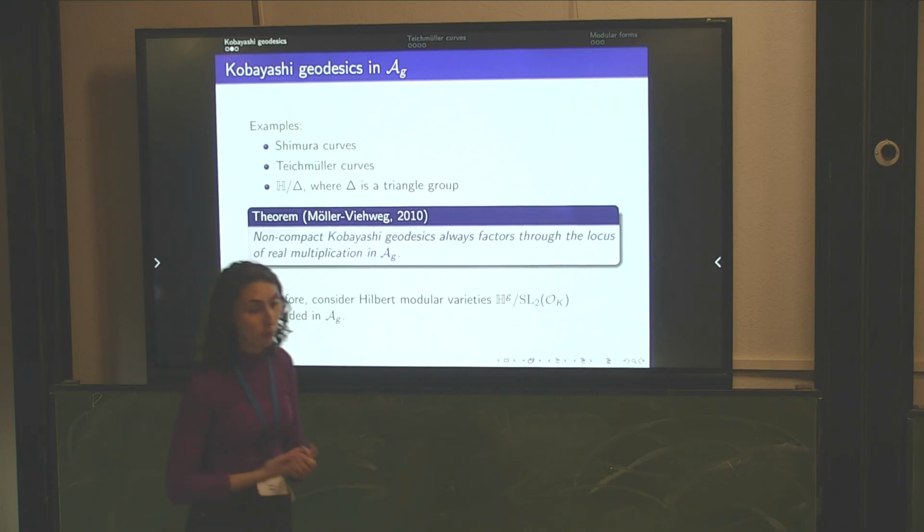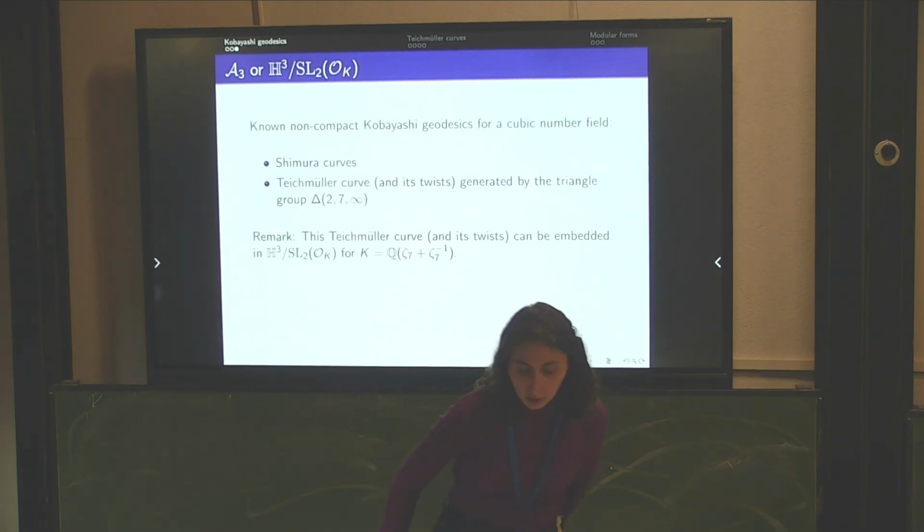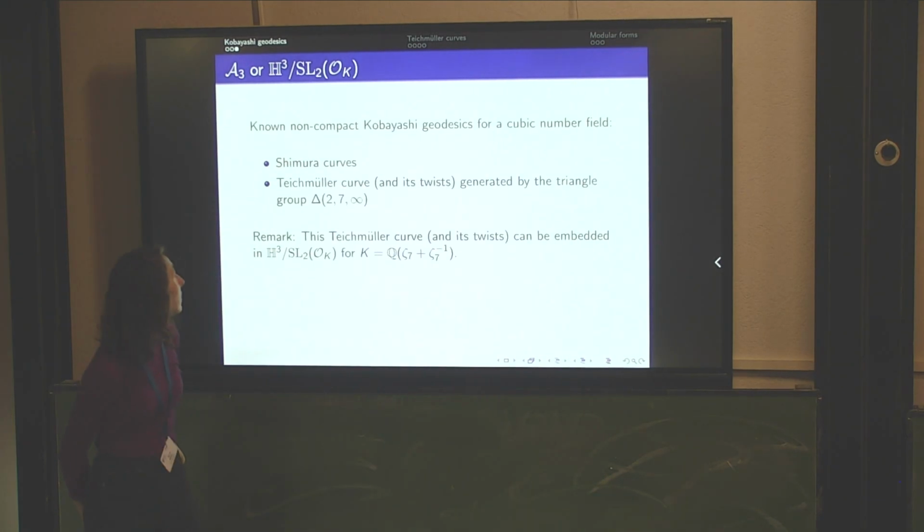And now the next question, what about g equals 3? So this is not really known yet. The non-compact Kobayashi geodesics we have for cubic number fields are Shimura curves and one Teichmüller curve and its twist. I will ignore explaining that now. But basically this one Teichmüller curve that we have lies in this one cubic number field, which is generated by the 7th root of unity, and it's totally real. And we don't know anything about any other number fields.